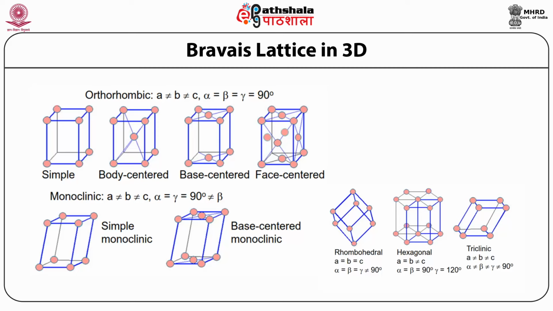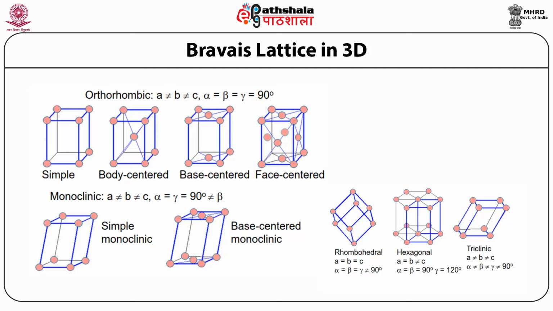Now in the next class there is monoclinic. So in monoclinic geometry, A is not equal to B is not equal to C, though two angles alpha and gamma are 90°, but this angle beta is not 90° here. So you can see the geometry of this monoclinic structure, which is shown in simple monoclinic and body centered monoclinic.